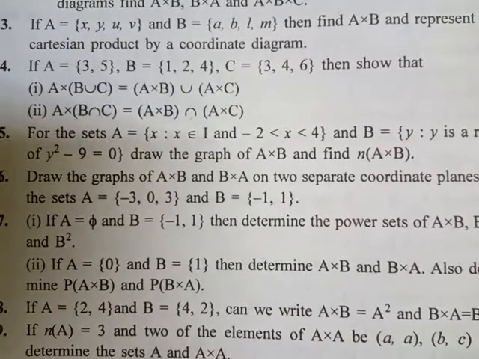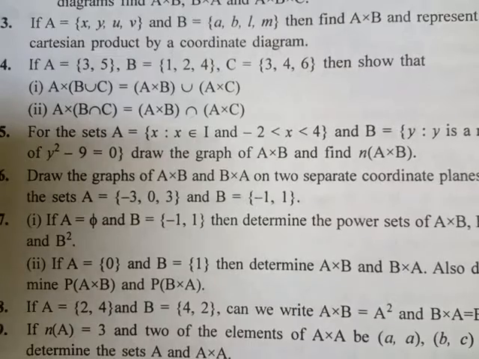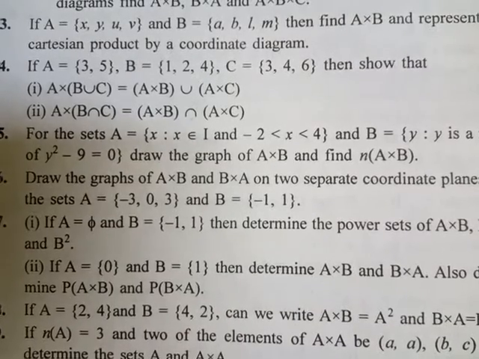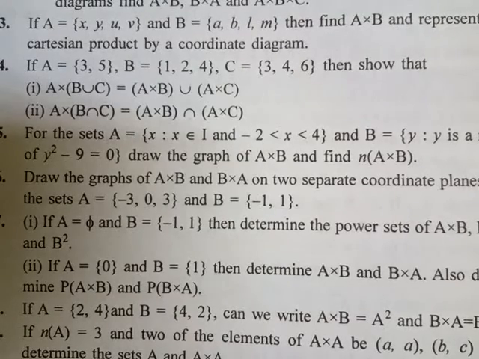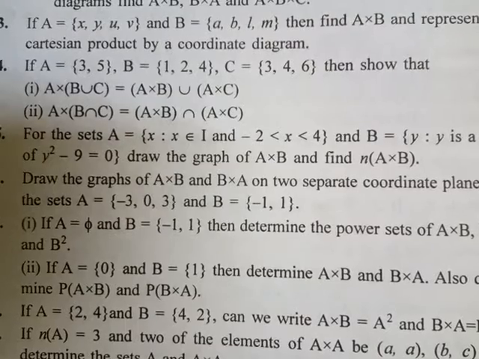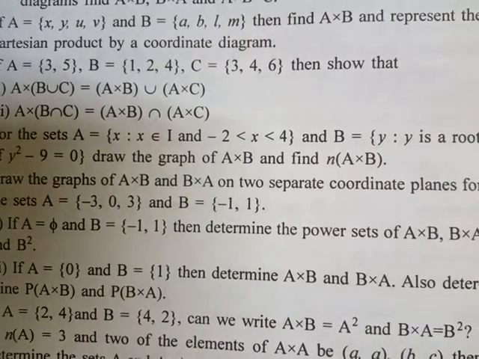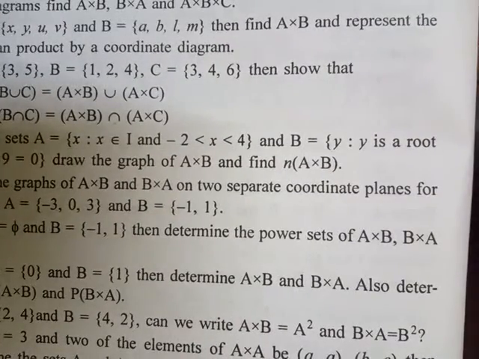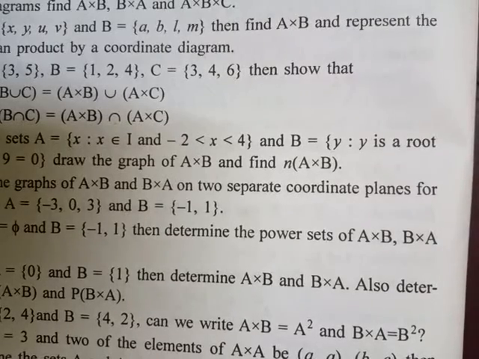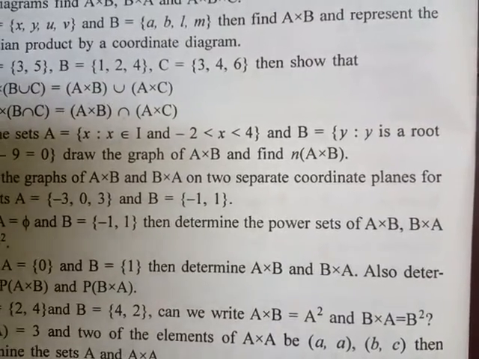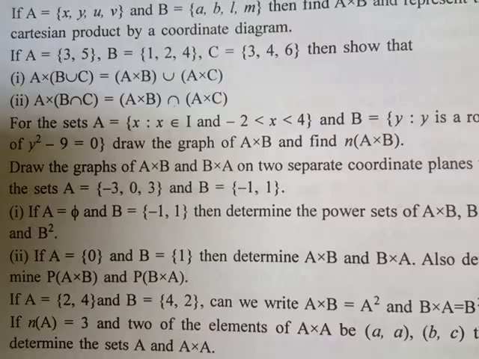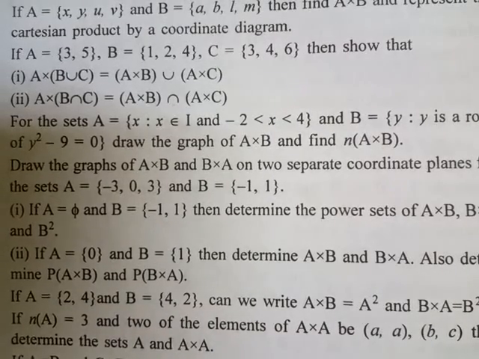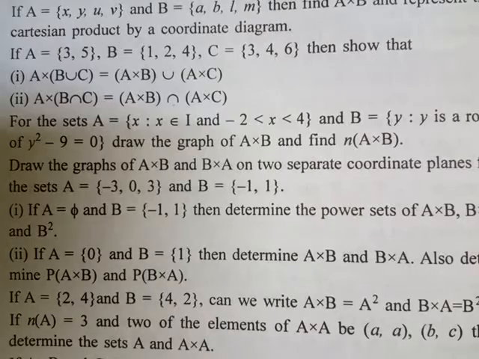Students, today we are going to solve exercise 1.2, class 10 advancements. Question number 5. For the set A equals {x : x belongs to I, minus 2 less than x less than 4}, and B equals {y : y belongs to I, y is a root of y square minus 9 equal to 0}. Draw the graph of A product B and B product A, and find n of A product B.